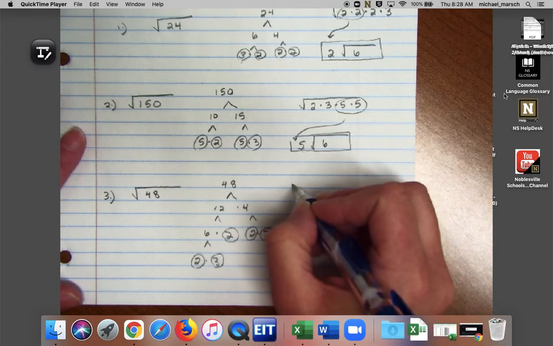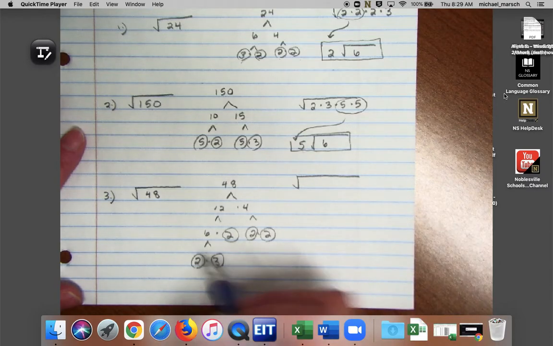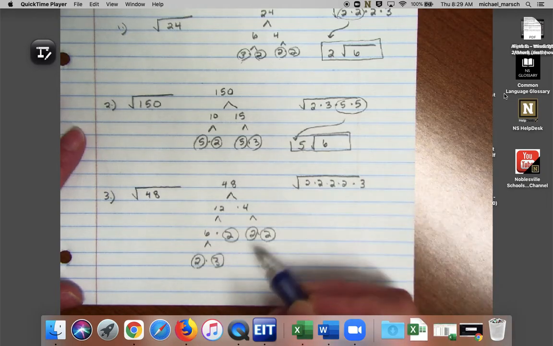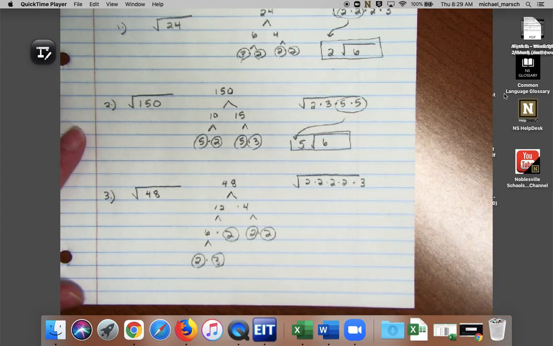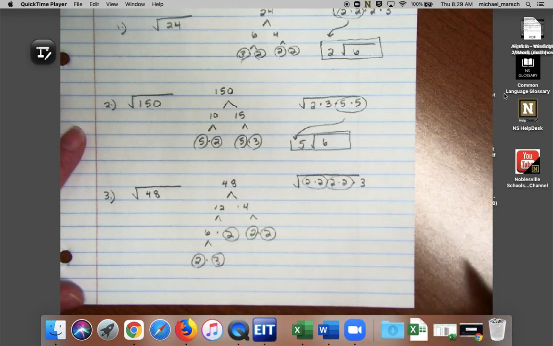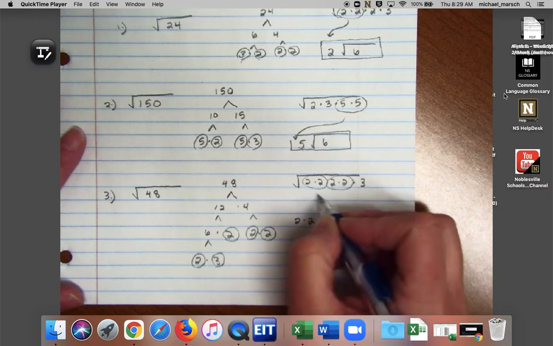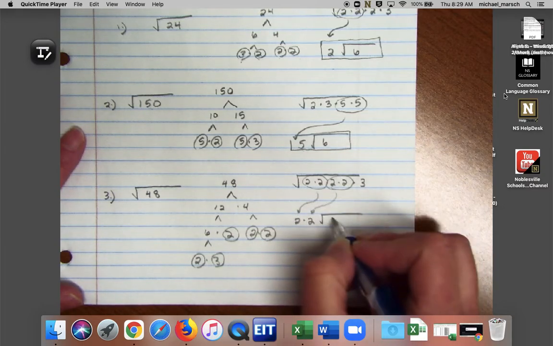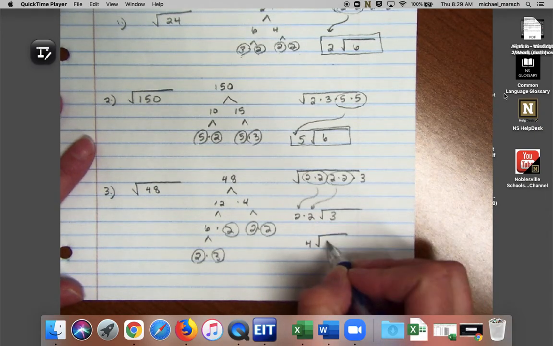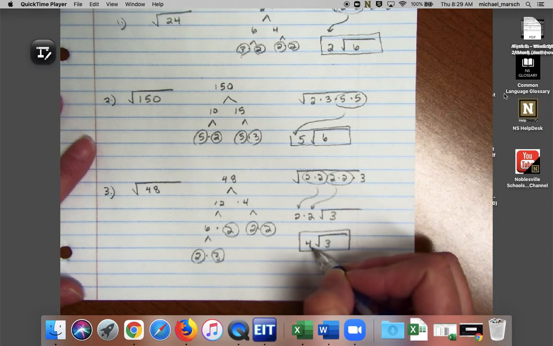So then when I do my fancy square root house, I've got 2 times 2 times 2 times 2. And then I've got a 3. Just that one 3 there. So again, I'm looking for pairs. So I've got a pair of 2s, a pair of 2s. So what I have now is 2 times 2, because each of these comes out as a single 2 with a 3 underneath. And then I have to simplify this, so my final answer is going to be 4 square root 3, because 2 times 2 is 4.